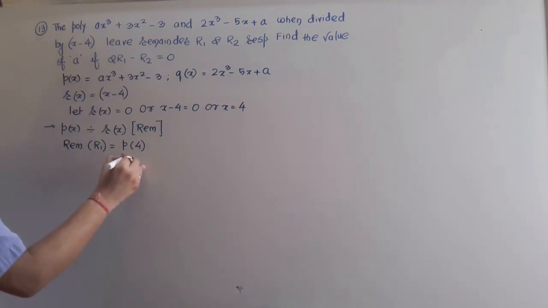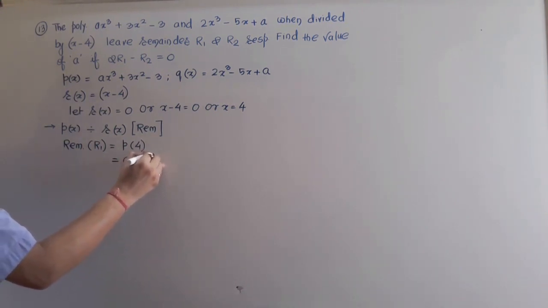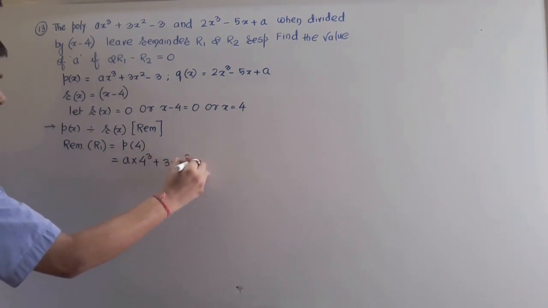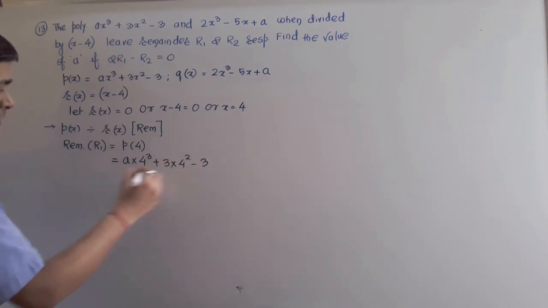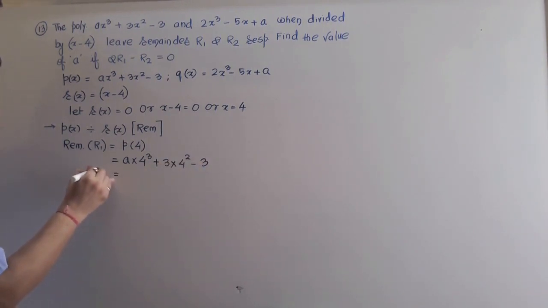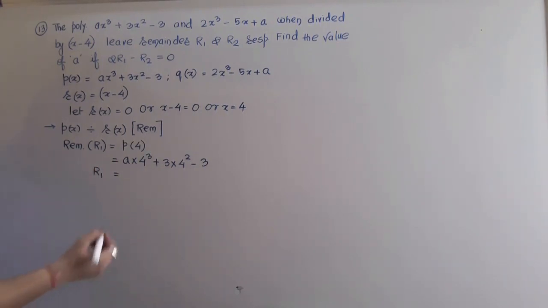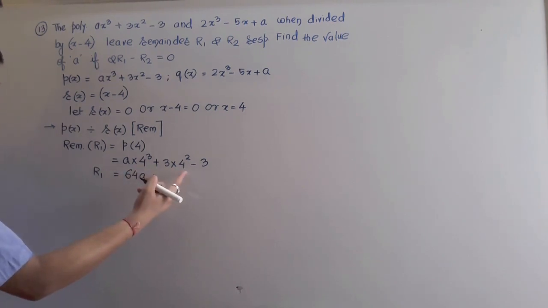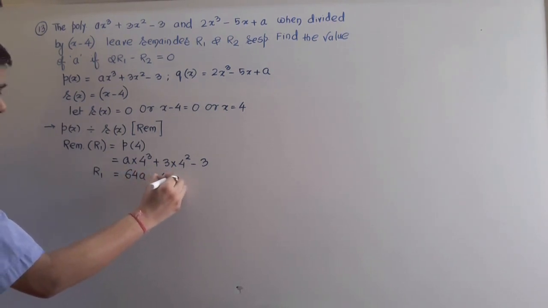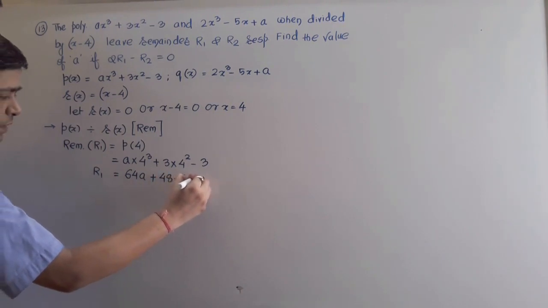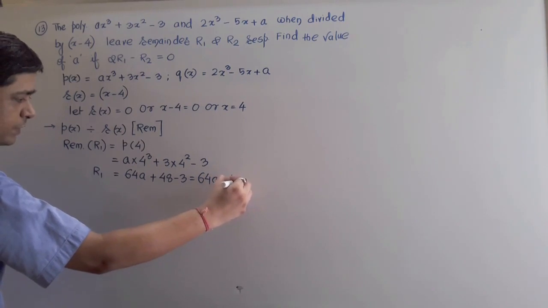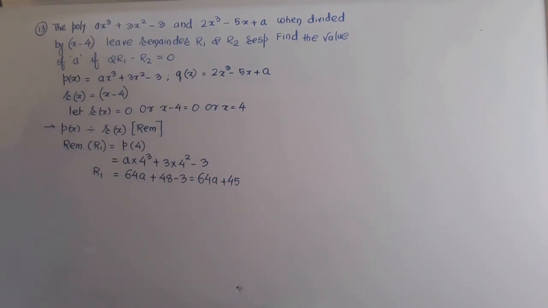So now put that in: a into 4 to the power 3 plus 3 into 4 to the power 2 minus 3. Now if I solve it, the value of r1: 4 cube is 4 into 4 into 4, that is 64. So 64a plus 16 into 3 is 48, minus 3. So this will become 64a plus 45. That will be the value of r1.